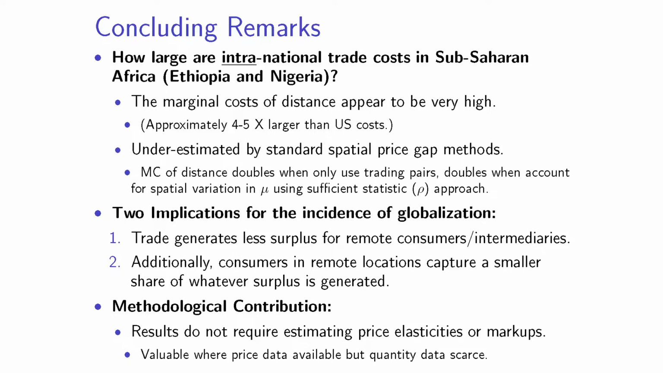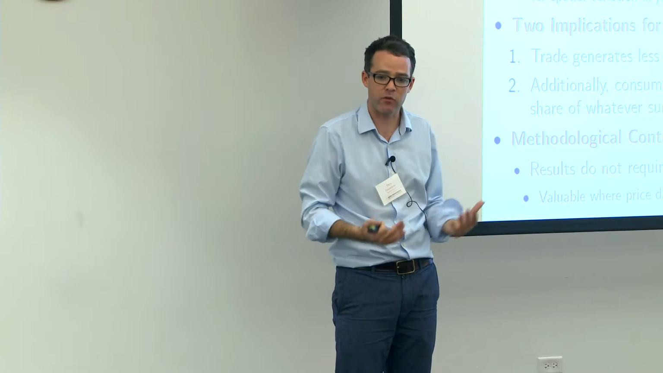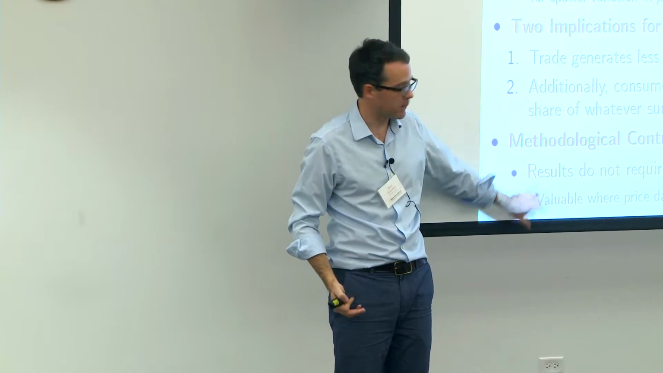And as a final word, I want to stress that what we think is the novel element of this is that it exploits the sufficient statistic argument, without the need to specify all of the supply and demand sides of the economy, but only using price data. That's motivated by the fact that we're interested in policy environments where getting good quantity and price data at the barcode level is just not going to happen anytime soon, and so price data is what we have. So thanks for your time.